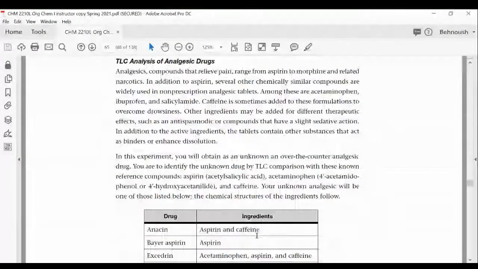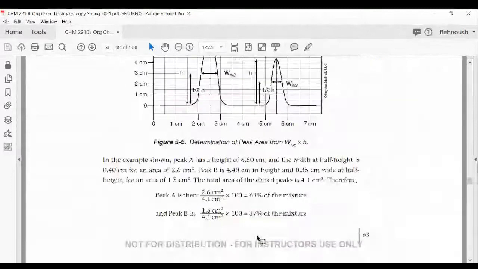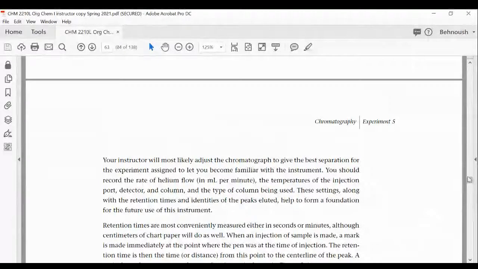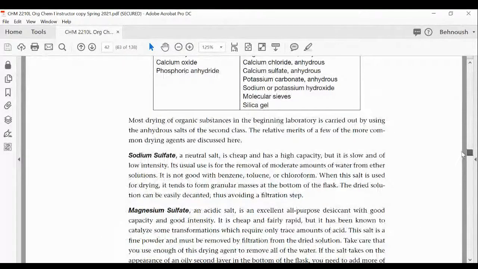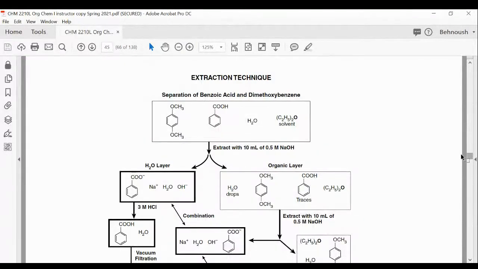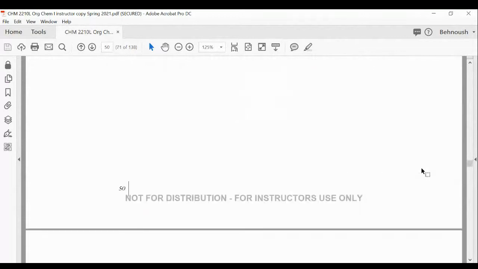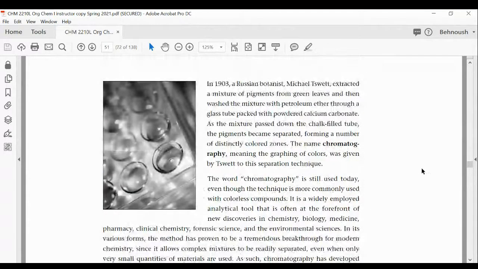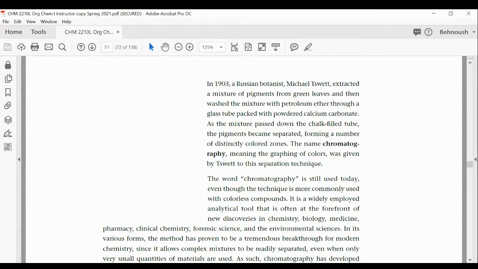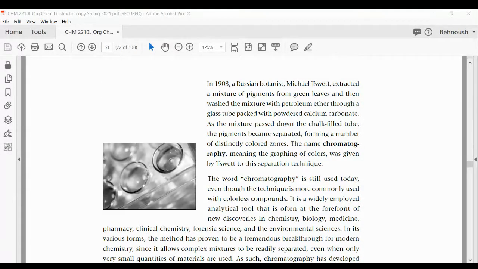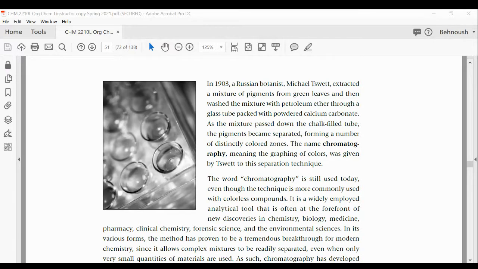What is chromatography? Tell me, what is chromatography, and what is the application for chromatography? Chromatography is a separation based on the difference in polarity. Very good, Ashana, between the molecules.